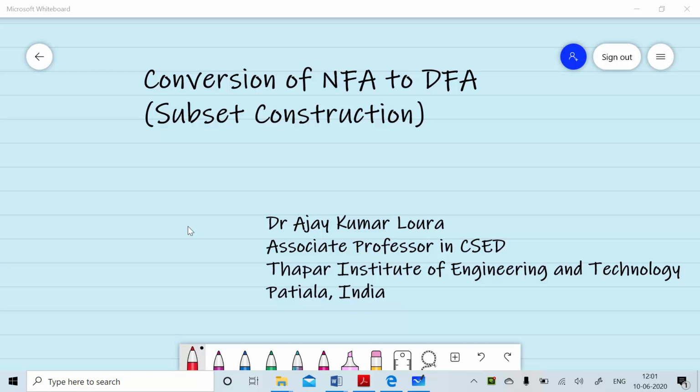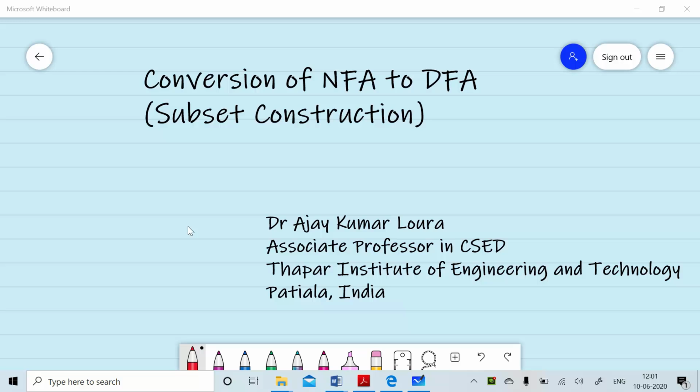Welcome to the session Conversion of Non-Deterministic Finite Automata to Deterministic Finite Automata. I am Ajay Laura. In the earlier session, we had discussed the conversion of regular expression to non-deterministic finite automata using function construction. In this session, we will discuss the conversion of Epsilon NFA to DFA using subset construction.